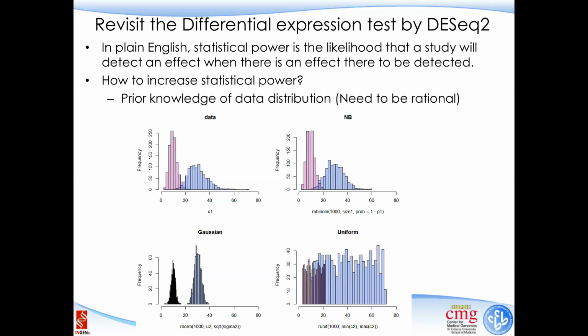There are several ways to increase statistical power, but the major way we are using is to introduce prior knowledge of data distribution, which can largely increase the statistical power. Here I would like to use one example to show how we can increase the statistical power by using prior knowledge. But please always keep in mind that the prior knowledge of data distribution needs to be rational.